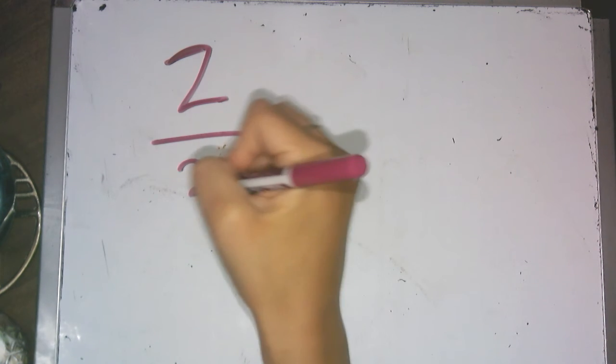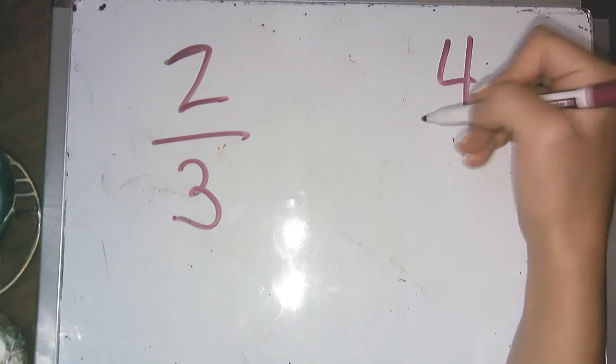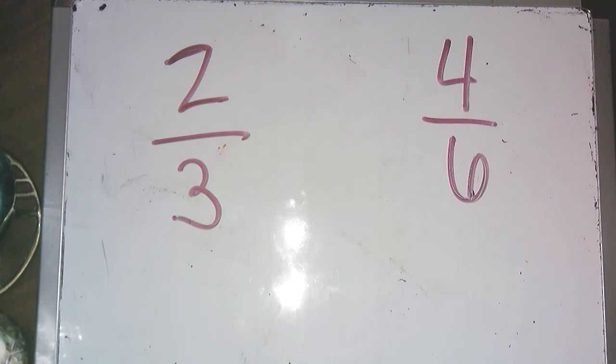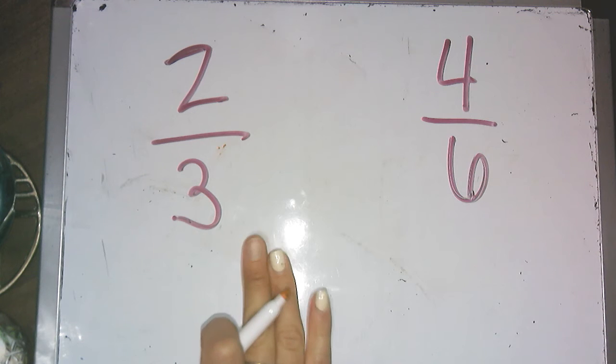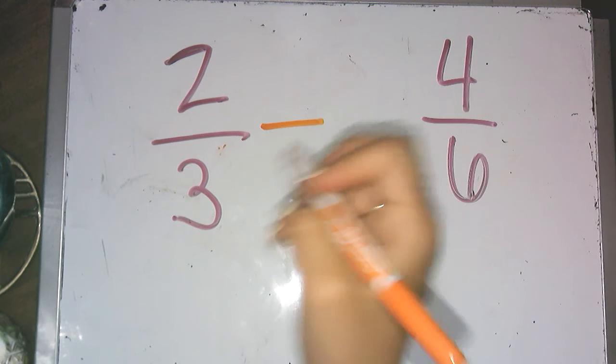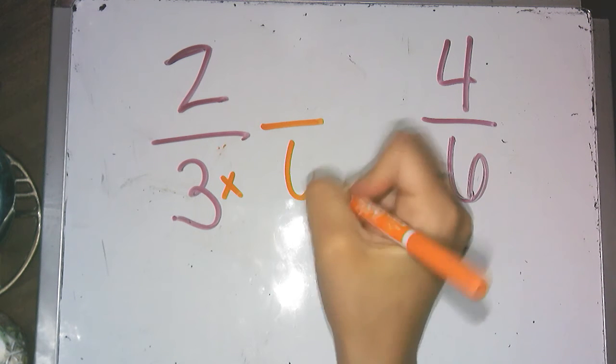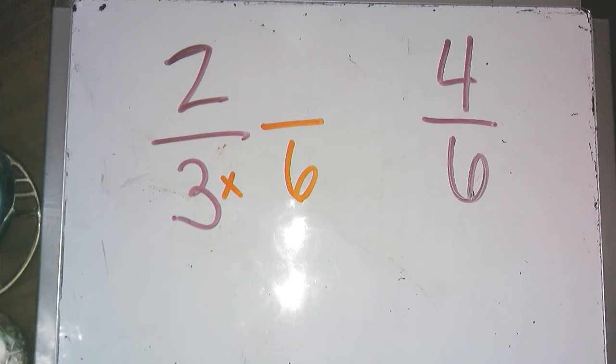Let's do one more for good measure. So you might have another one like 2/3 and 4/6. So again, I'm trying to create a common denominator. So I know 3 times some number is 6. And when I think about it, I realize it's 3 times 2.